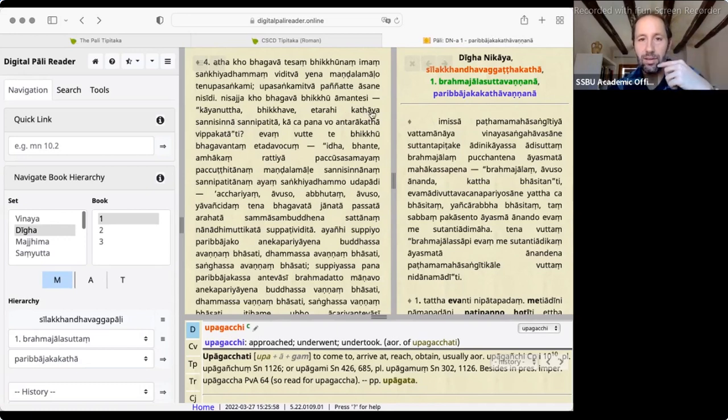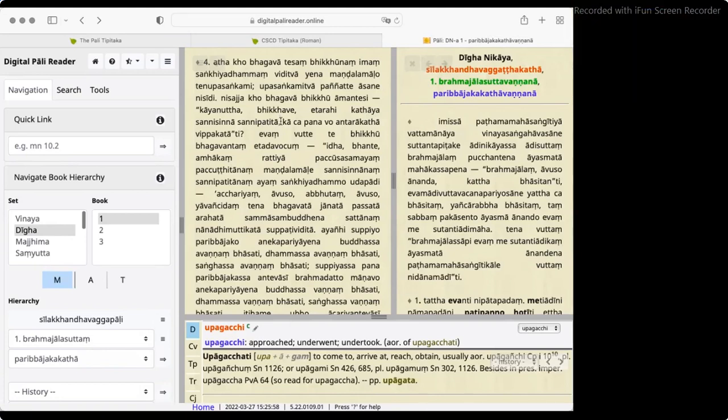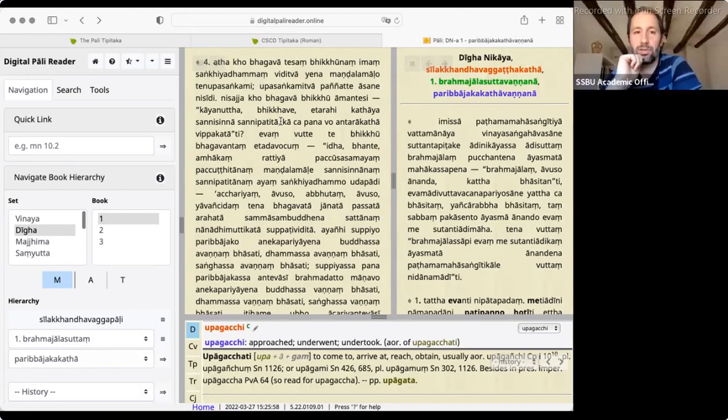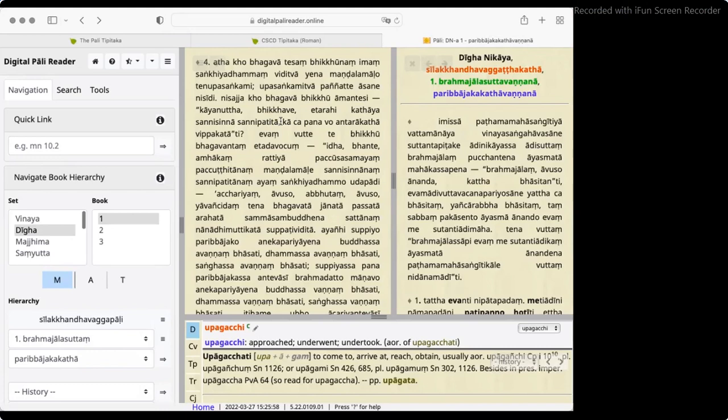And we have an instrumental, kataya, kaya kataya. I don't know how you would take this instrumental, maybe it's a kind of instrumental of cause, of relation, like with regard to which talk, or because of which talk are you sitting here together? How do you think about this, Bante? I think with karana. Karana? By which speech?